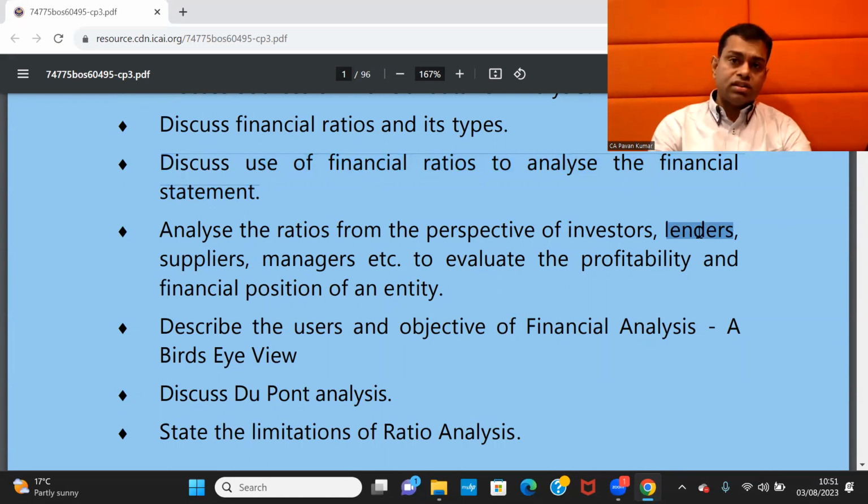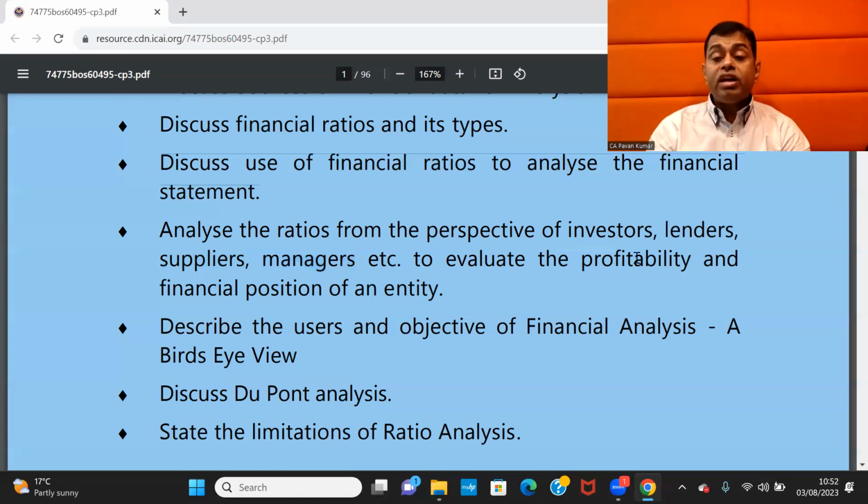Sometimes creditors, suppliers. Normally, if you are buying goods for cash, I do not need your data. I do not need your biography. But if I am selling goods on credit to you, don't you think I look at your ability, liquidity? Will you be able to honor the payment? If I ask you, take goods today and pay me after 5 weeks, will you be able to pay me after 5 weeks or not? I should know. Then managers, for performance appraisals and internal appraisals, also use financial statements, financial analysis and ratio analysis.